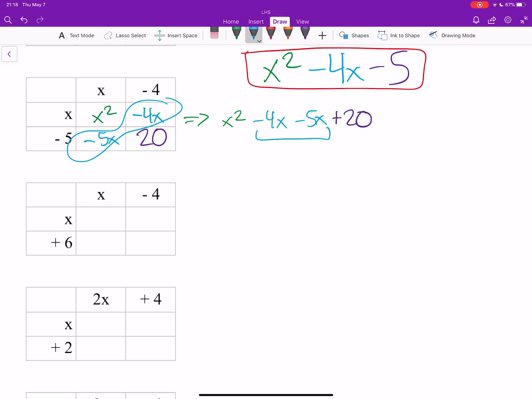Again, let's combine those in the middle. I know I can bring my x squared straight down. A negative 4 and a negative 5 combined together gets me just a larger negative number, so negative 9x plus 20. Feel free to use a calculator to check that addition part. And I'll box it. And right there, that's my final answer.